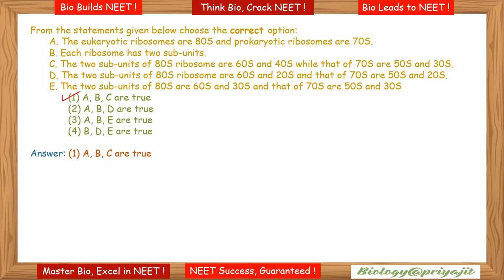The eukaryotic ribosomes are 80S and prokaryotic ribosomes are 70S. Each ribosome consists of two subunits. And third is the 80S ribosomes are 60S plus 40S, and 70S ribosomes consist of 50S plus 30S.